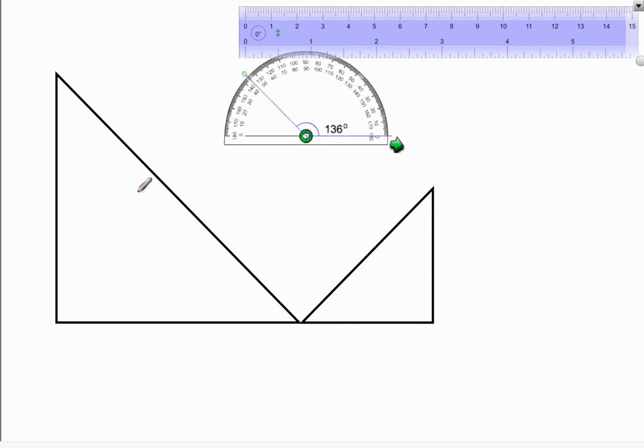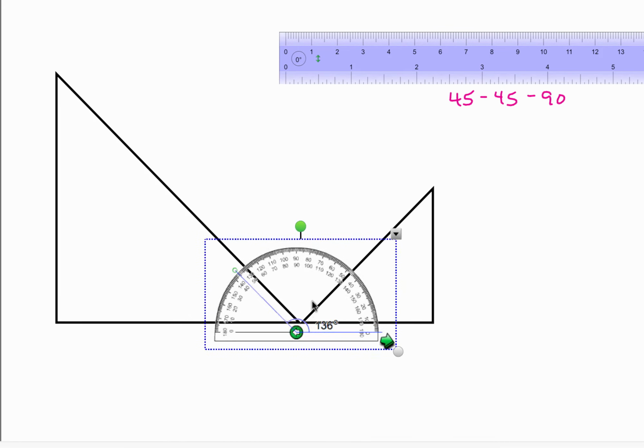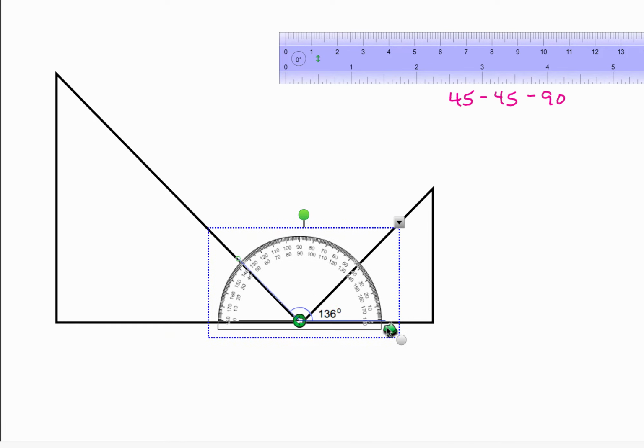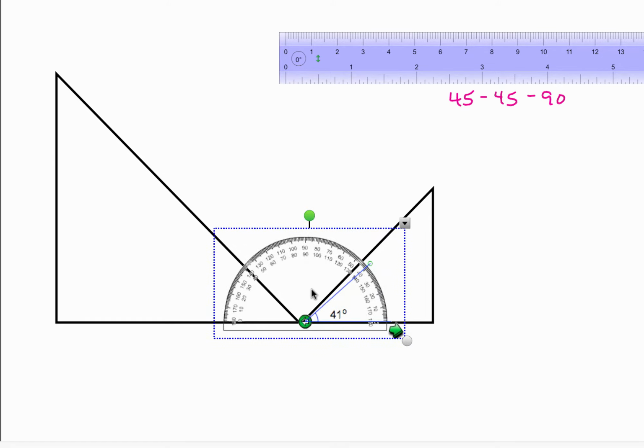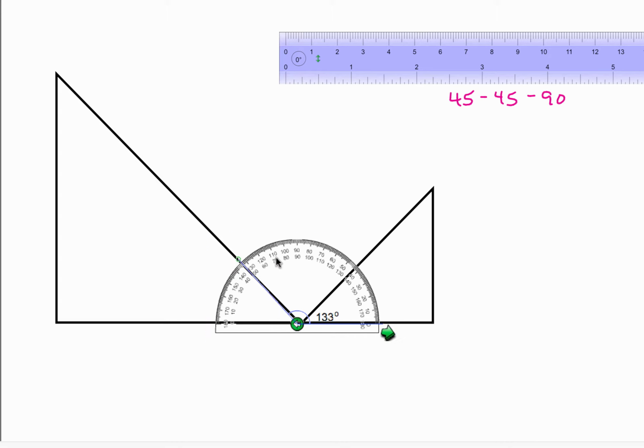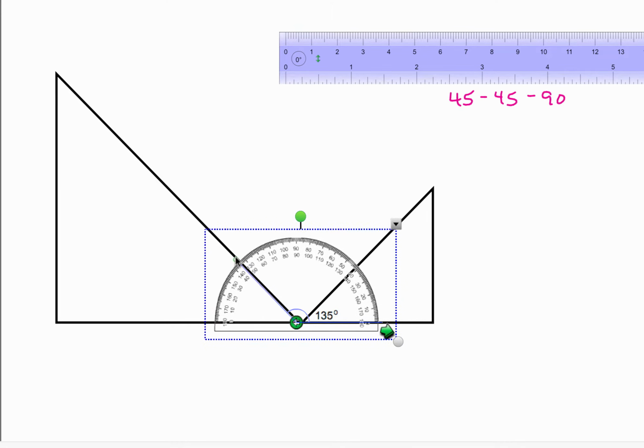So here we have two triangles, and they are both 45, 45, 90 triangles. I can show you that if I measure this angle right here, let's get it lined up perfectly, you can see that it is 45 degrees. Then I can show you that over here this one is also 45 degrees, because if I line that up you'll see that it's 135. There we go. Close enough.